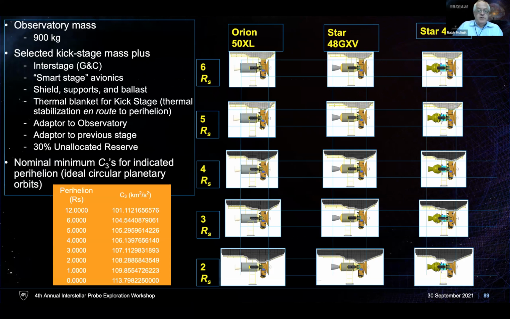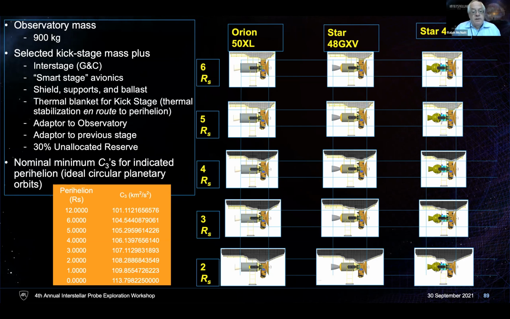This graphically shows what we did. We actually took, for the solar overbreath maneuver, a separated observatory mass of about 900 kilograms. This is consistent with what Jim was talking about earlier, and specifically looked at the inner stage, the smart stage avionics, the shield, the supports, the ballast, the thermal blankets, the adapter to the observatory, the adapter to the previous stage, and a 30% unallocated reserve.